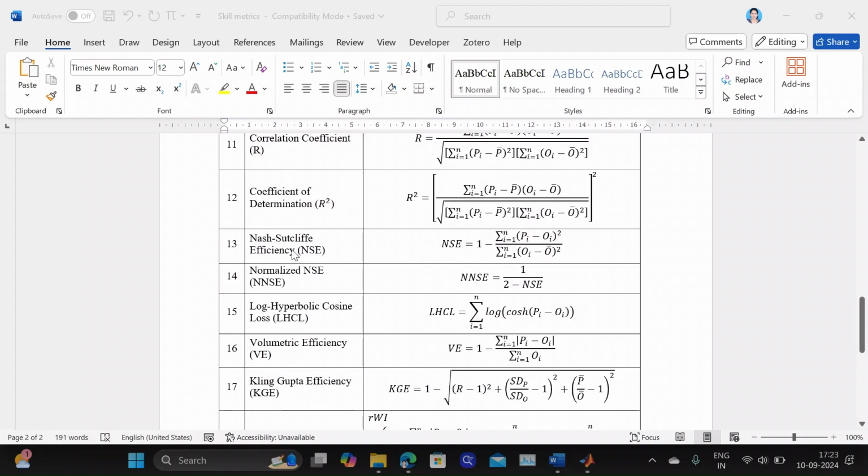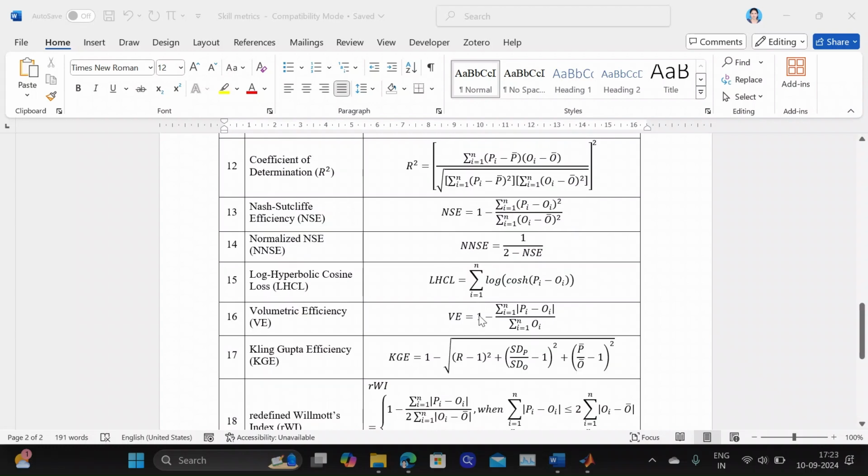Now, Nash-Sutcliffe efficiency is an important metric, and it is commonly used in research. So the NSE formula is 1 minus summation i equals 1 to n of Pi minus Oi squared, divided by summation i equals 1 to n of Oi minus O bar squared. Now, a normalized version of this Nash-Sutcliffe efficiency has been used by researchers. So the formula goes like 1 by 2 minus this NSE, which is the Nash-Sutcliffe efficiency.